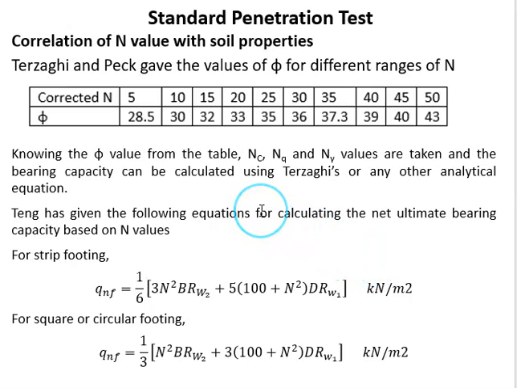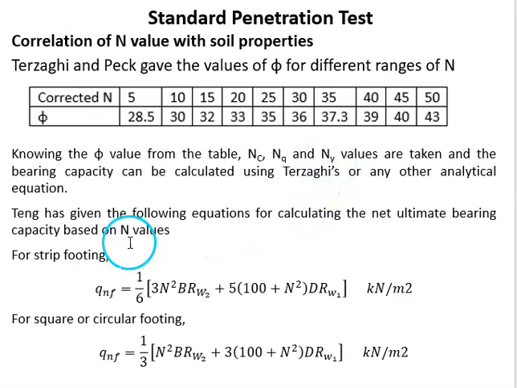There are some correlations available to estimate the shear parameters, that is phi value, from the corrected N value. From the corrected N value we can find the phi value and then we can find the bearing capacity factors from the table, either in the Terzaghi's method or IS code method. We can find the bearing capacity factors and then by substituting in the analytical solution of bearing capacity, we can calculate the bearing capacity of soil.